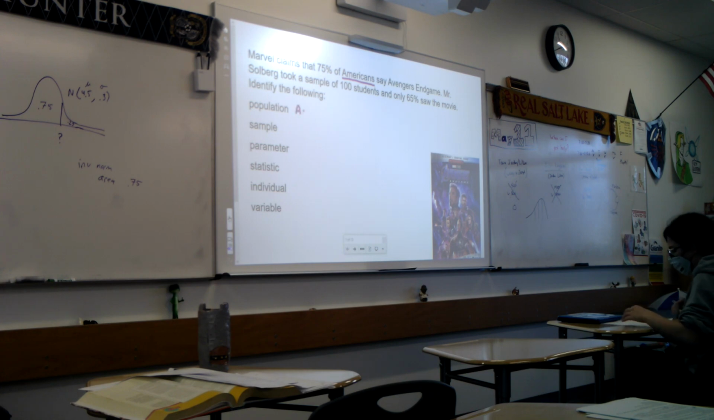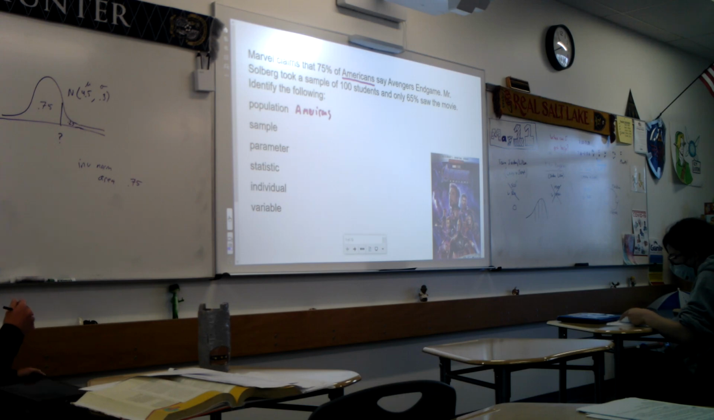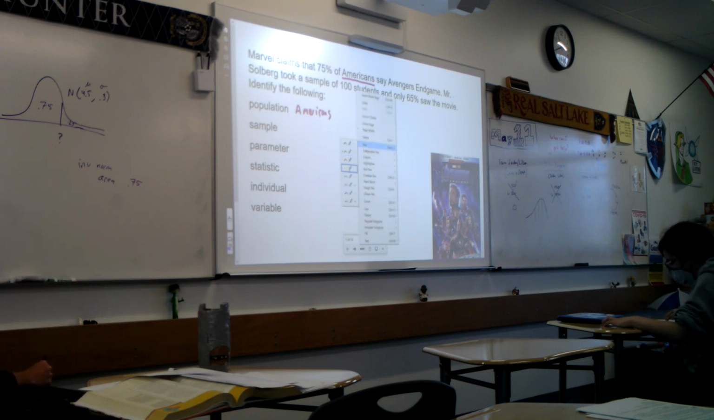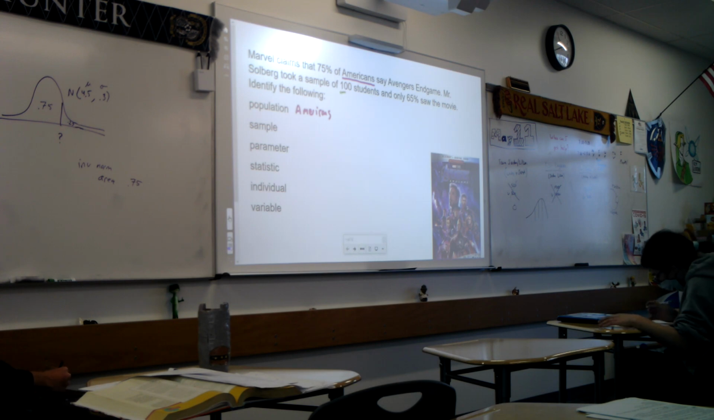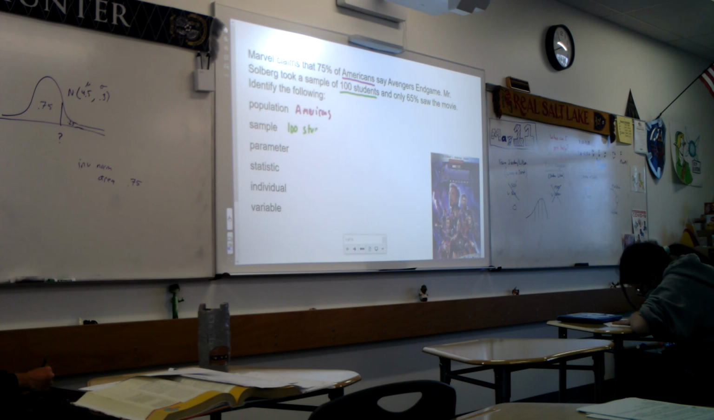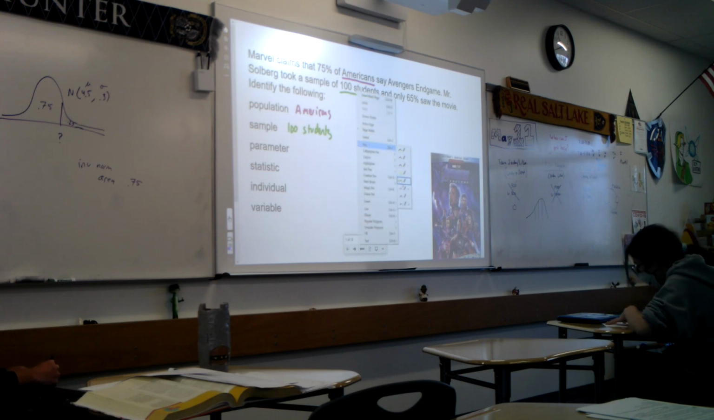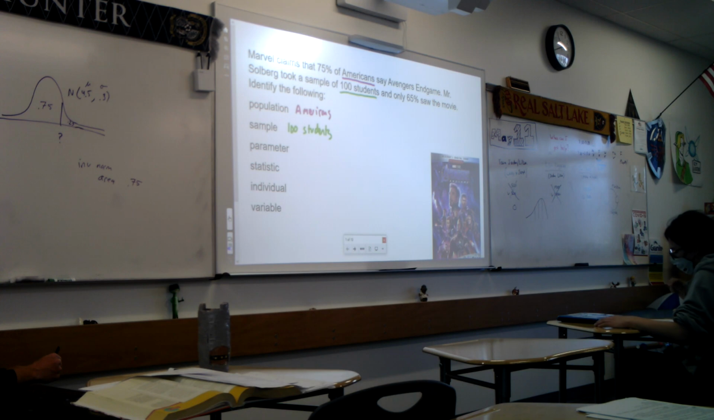The population is Americans. All right, now, Isaac, who is in the sample? Students. The 100 students I talked to, right? So that group, that represents our sample. Now, what about the parameter, guys? Parameter, where do we even get that from? Seen Endgame. So that was out of our population who has seen it.